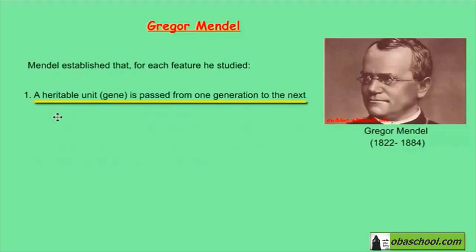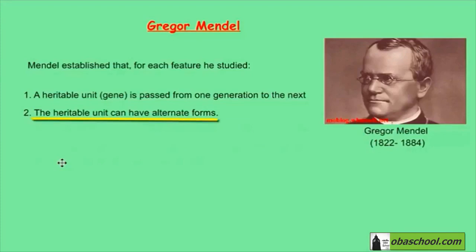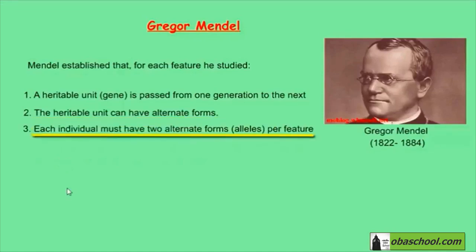Mendel also learned that the heritable unit can have alternate forms. So it can have two different forms or features, and each individual must have two alternate forms, which are called alleles, per feature. So each feature must have two alleles.